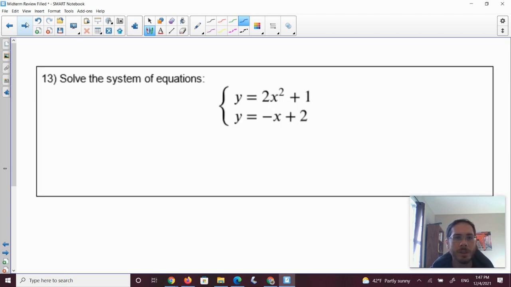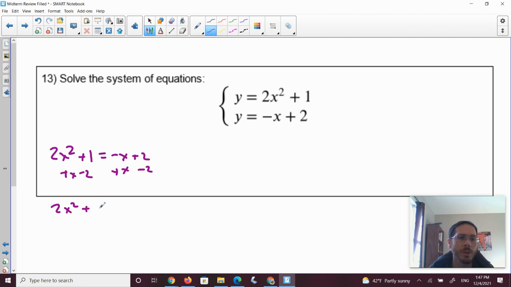All right, for 13, solve the system of equations. Again, a couple ways to do this one. This one's a little bit strange. So we do have the two y's that are equal to each other. So if we wanted to, we could set these two equal to each other. 2x squared plus 1 equals negative x plus 2. Since we have an x squared, though, we would have to move everything to one side. So we'll have to plus x and minus 2 on both sides of this equation to get 2x squared plus x minus 1 equals 0.